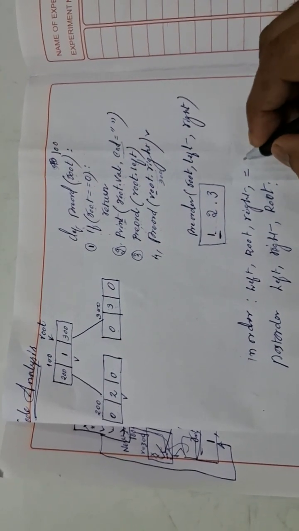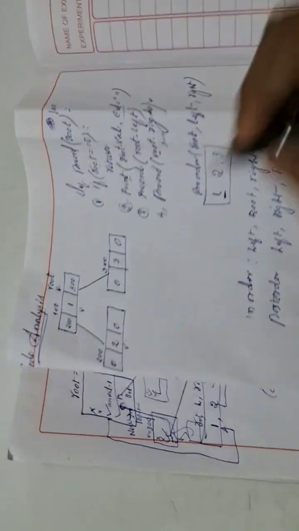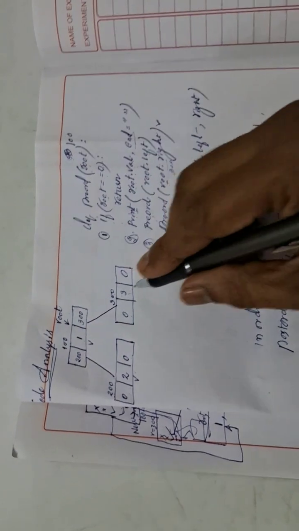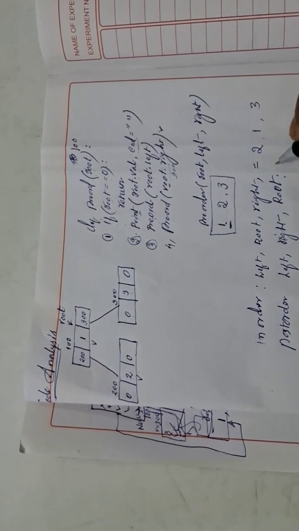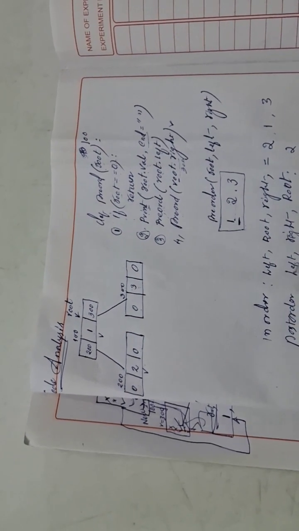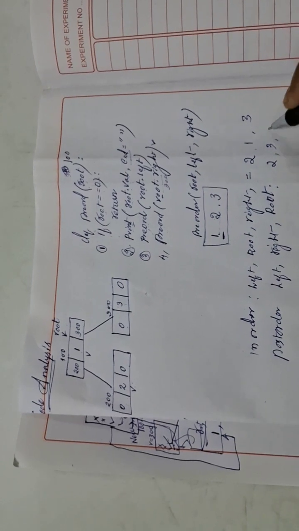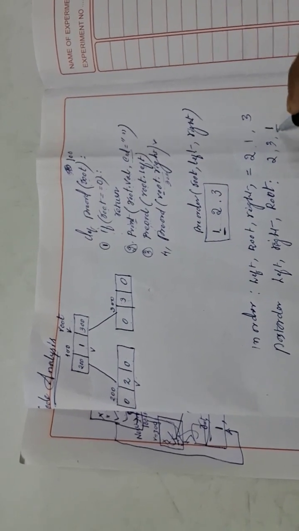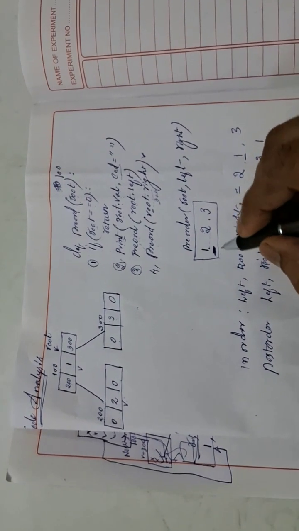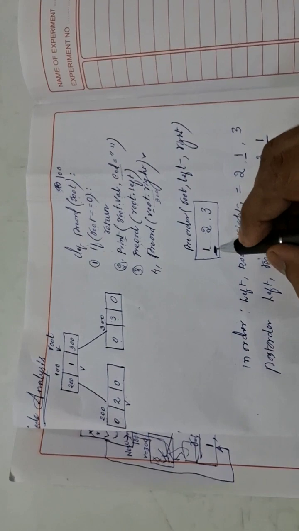But in in-order, what will the output be? Left is printed first. What is present on the left? Left is value 2, printed first, root is 1, and right is 3 is printed. But in the case of post-order, left is first, that is 2, then right is 3, and the root is printed at the last. Here root is in between, and in pre-order root is at the beginning. So this is what tree traversal methods are about. Okay, thank you.